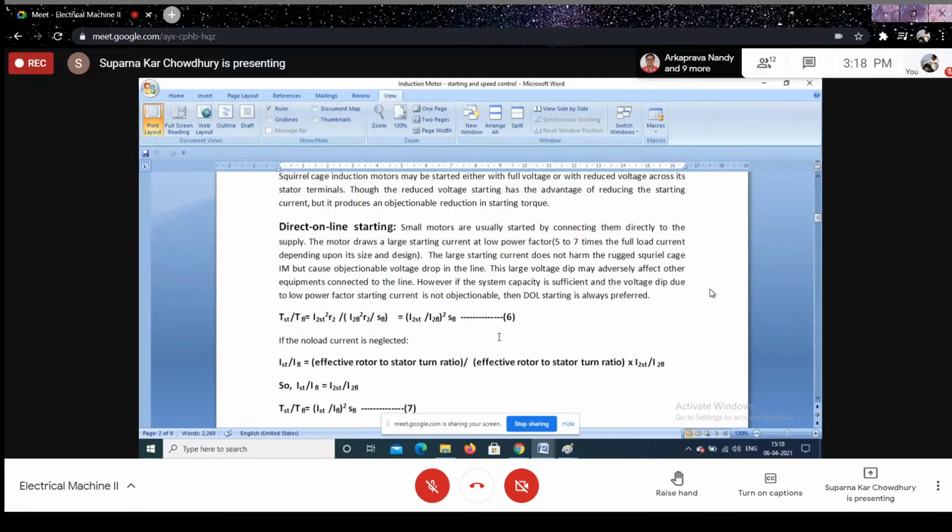So T starting by T full load. So yeah, the starting torque to full load torque ratio is approximately equal to the ratio of starting current to full load current, square, into full load slip.